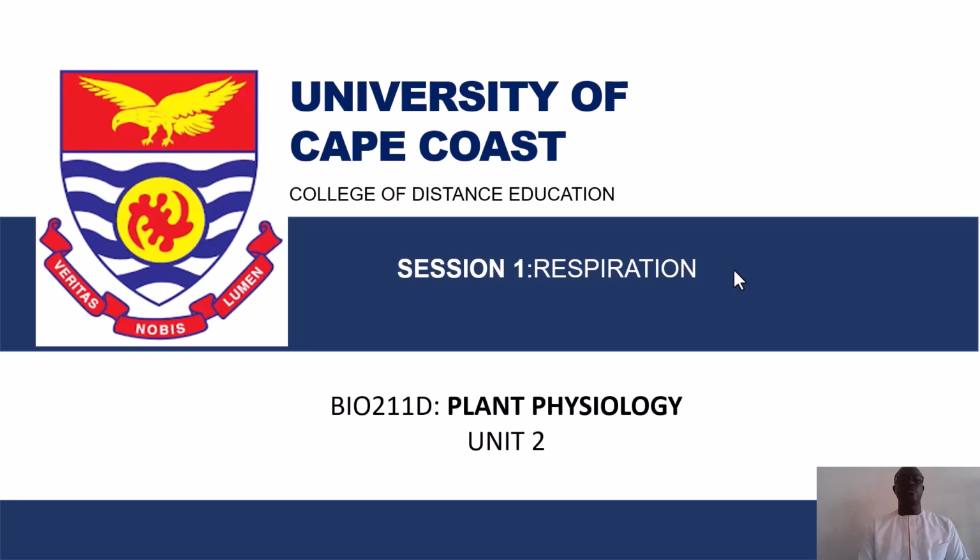Welcome once again to Bio 211, Plant Physiology, Unit 2, Session 1: Respiration. By the end of this session, students should be able to explain whether plants breathe or not, describe how plants obtain oxygen for respiration, describe the structures used in breathing, determine the types and number of stomata in a leaf, and conduct experiments to determine that plants produce oxygen in the daytime.